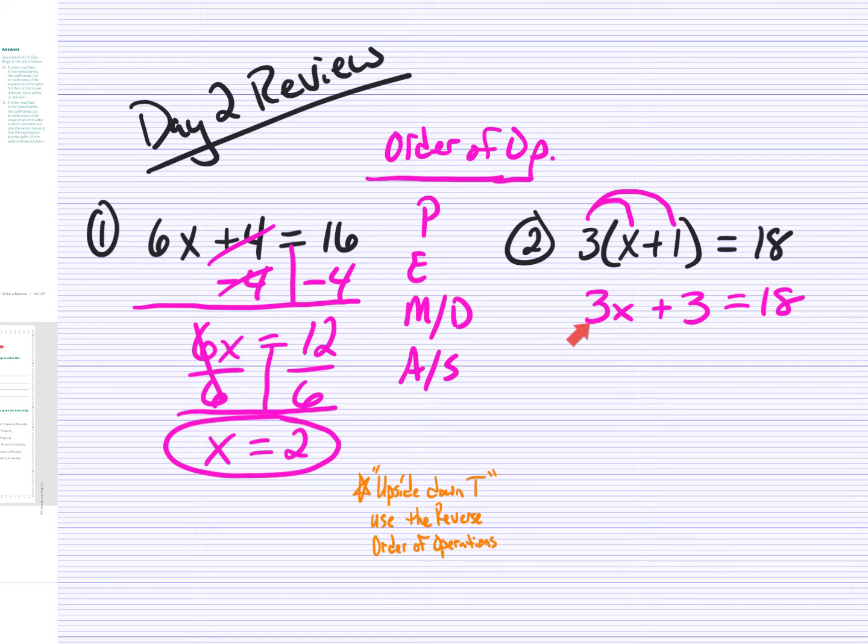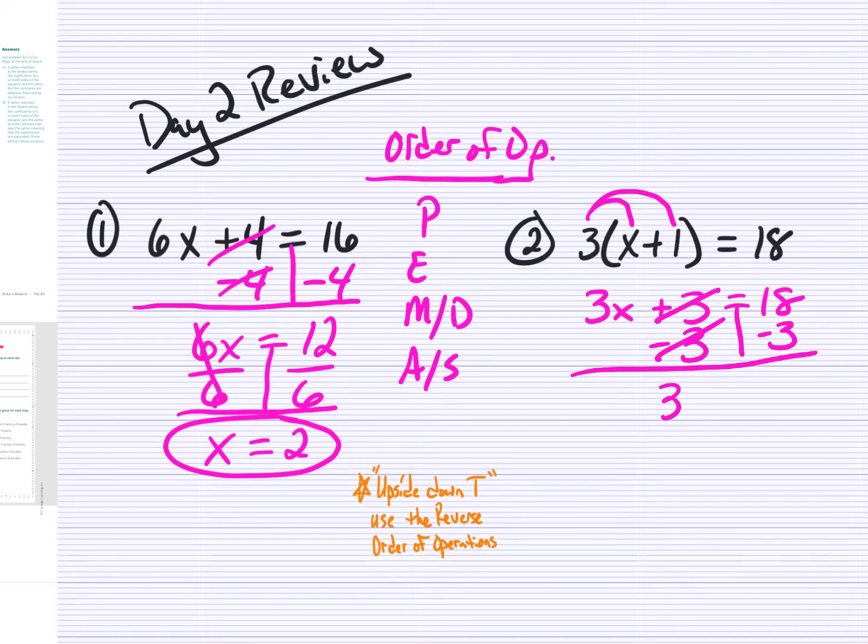So I'm looking for anything being added or subtracted to my variable. So I look over here. This 3 is written right next to the x. So this 3 is multiplying. But multiplying is step 2, and I'm still on step 1 down here. This 3 is adding to the x. So I have to get rid of the adding and subtracting first. So that's why I'm going to get rid of the adding 3. And the opposite of that adding 3 is subtracting 3 to both sides.